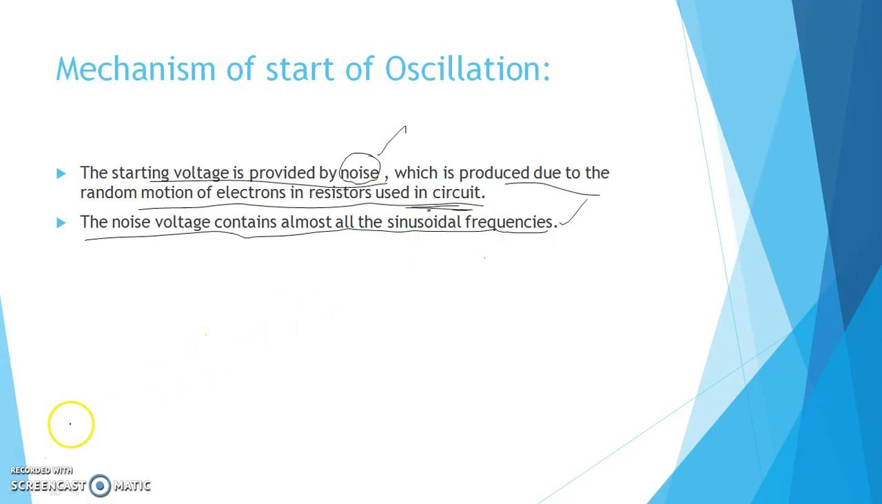So now the question is how the oscillation is created from this type of noise. When in a particular voltage different frequencies are present, then how can it generate an output voltage with a particular frequency? That I will discuss now.